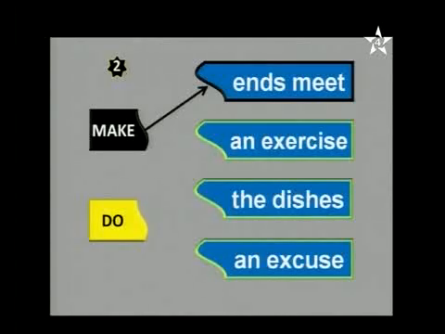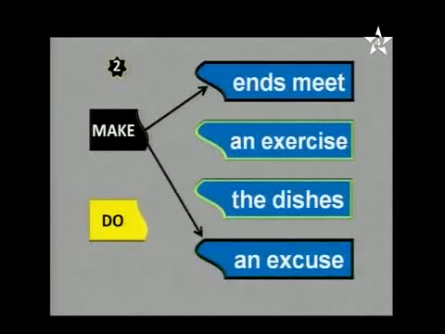And what else do we say? Make an excuse. What about an exercise? Do we say make or do? Of course we say do an exercise. And the dishes, make or do the dishes? Of course we say do the dishes.